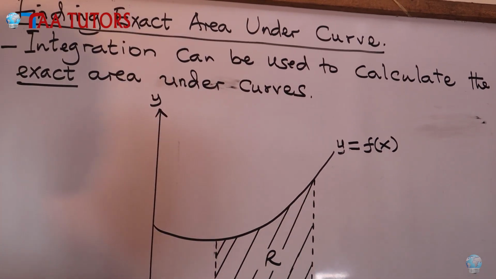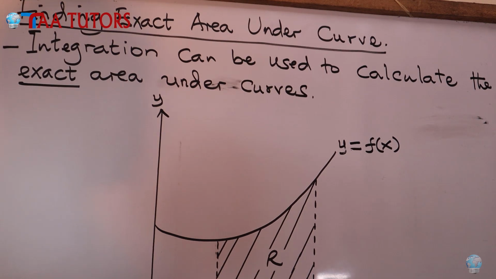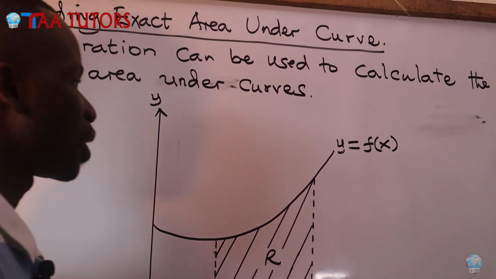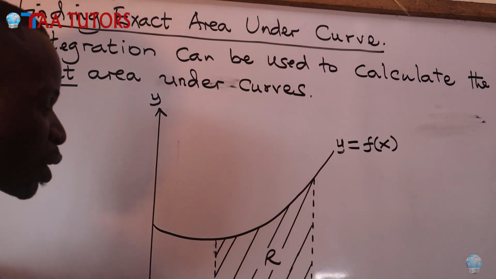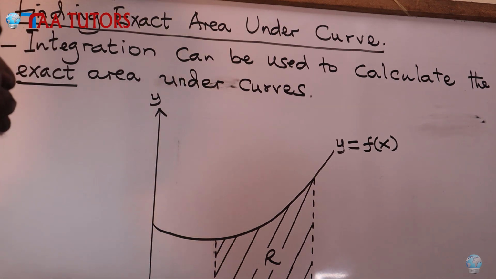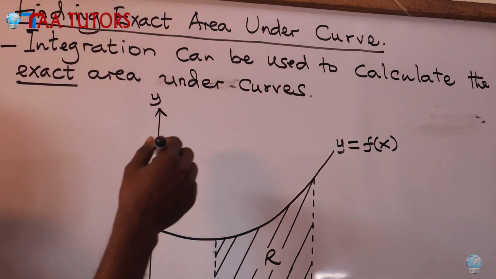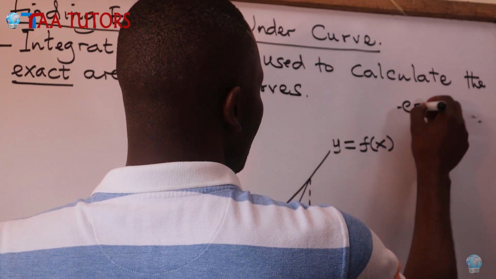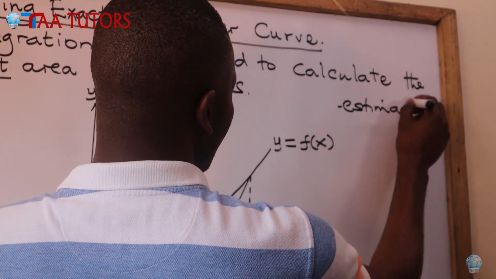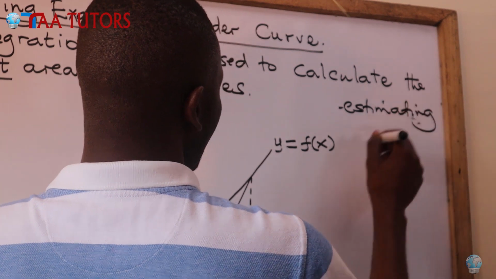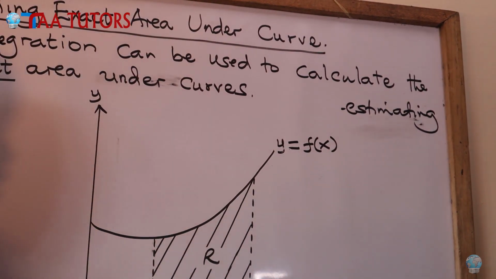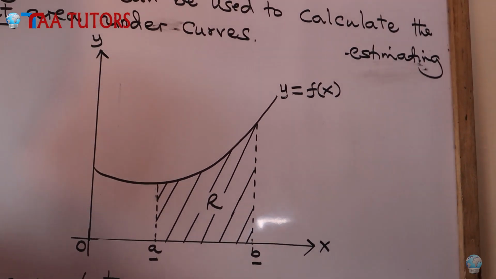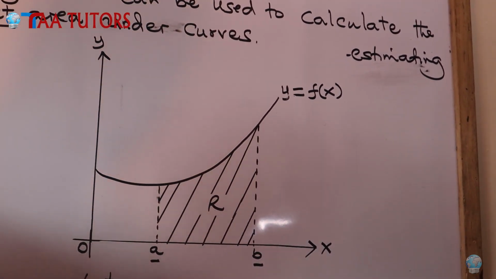We know that in the previous chapter we talked about area approximation, where we looked at the counting technique. Also we looked at the mid-ordinate rule and the trapezium rule. But those methods were used to estimate; they were methods of estimating area. So today we want to look at the method to get the actual area, the exact area under the curve.